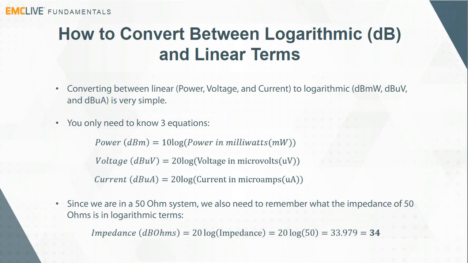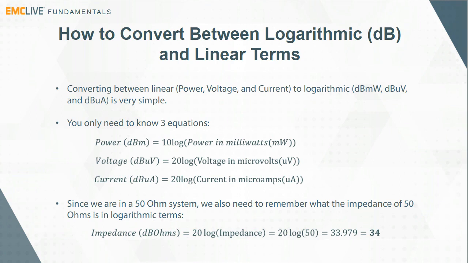To get from power to dBm, it's 10 times the log of the power in milliwatts. So if you have a kilowatt, you need to convert that to milliwatts first. So if you have 1,000 watts, you have 1,000,000 milliwatts. Voltage is 20 times the log of voltage in microvolts, and current is 20 times the log of current in microamps. Interesting side note: anytime you're talking about dB anything, when you're using your logarithmic equation, you have to convert to the unit that you're converting to. So if you have dB volts, it's 20 times the log of the voltage in volts. But most of the time, in the laboratory environment, you will see dB microvolts, dB microamps, and dBm.